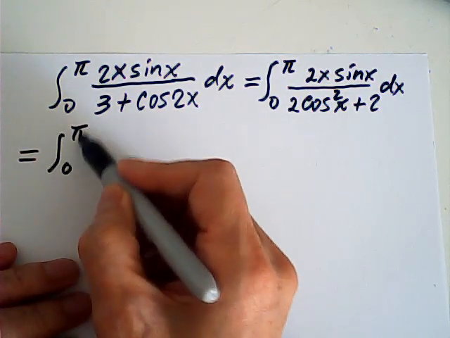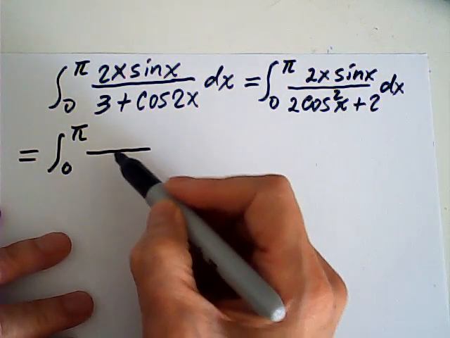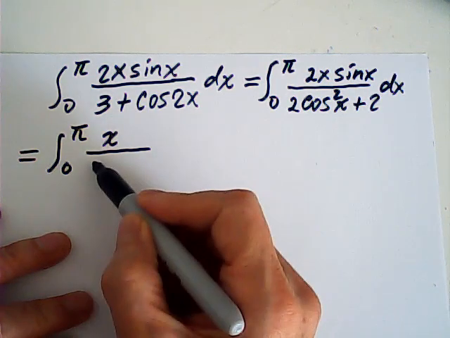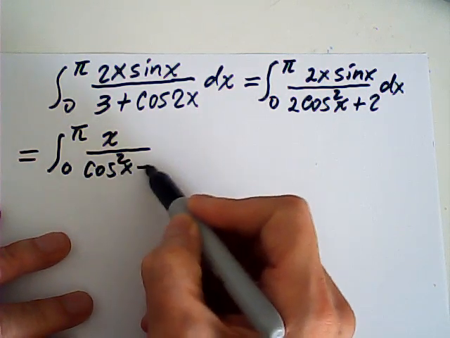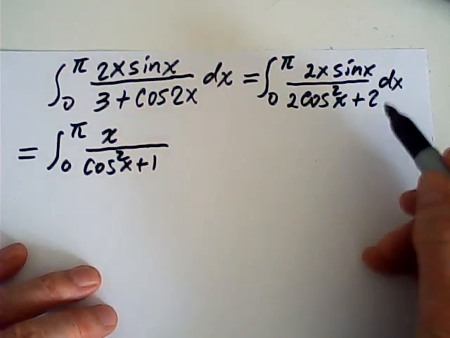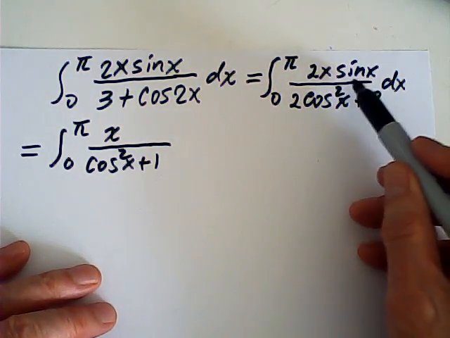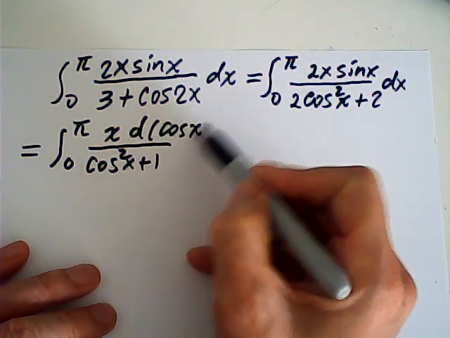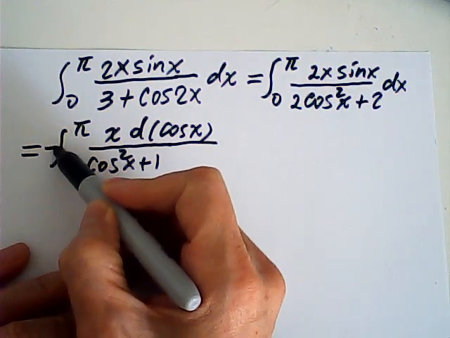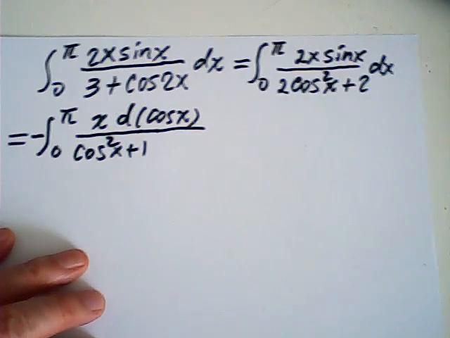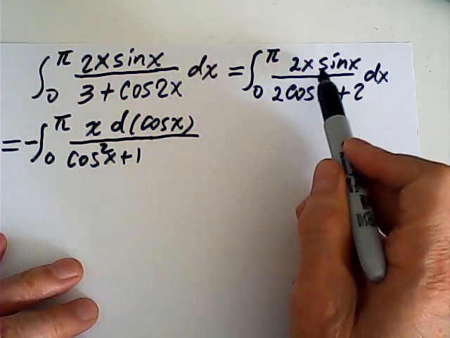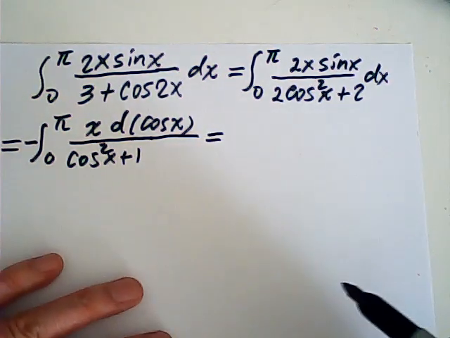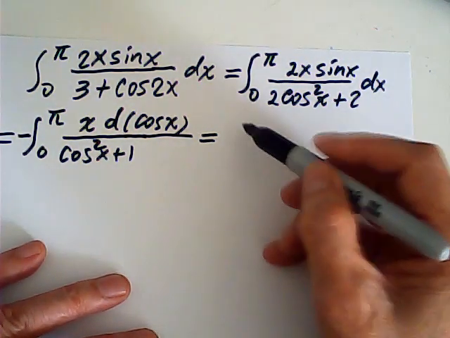integral from 0 to pi. This is x left, right? And cosine square x plus 1. And sine x dx is the derivative of cosine x, right? Negative. I have a negative here. So negative d cosine x is sine x dx, yeah. The reason I'm writing it this way, I'm preparing for integration by parts.